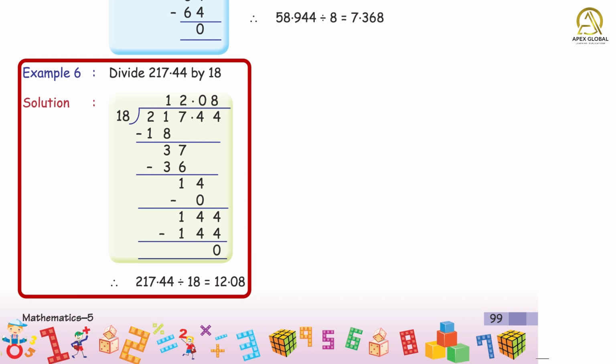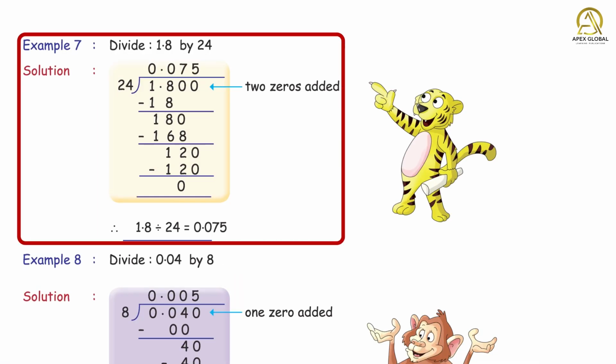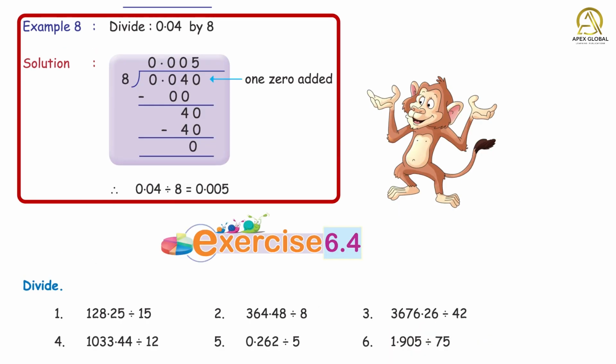Example 6. Divide 217.44 by 18. Solution. 217.44 divided by 18 equals 12.08. Example 7. Divide 1.8 by 24. Solution. 2 zeros added. 1.8 divided by 24 equals 0.075. Example 8. Divide 0.04 by 8. Solution. 1 zero added. 0.04 divided by 8 equals 0.005.